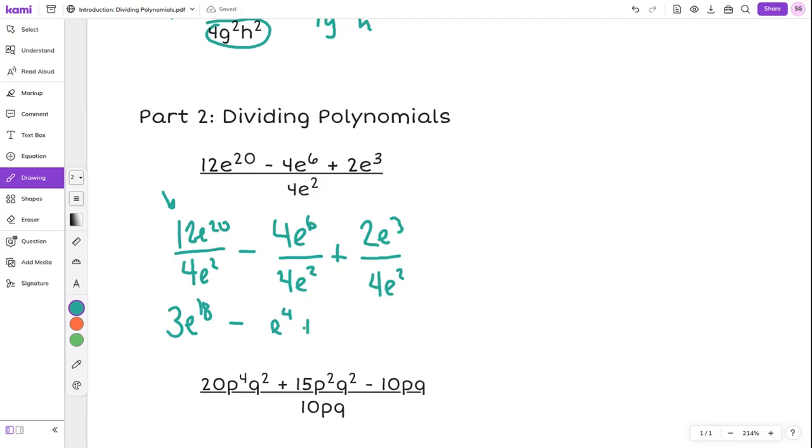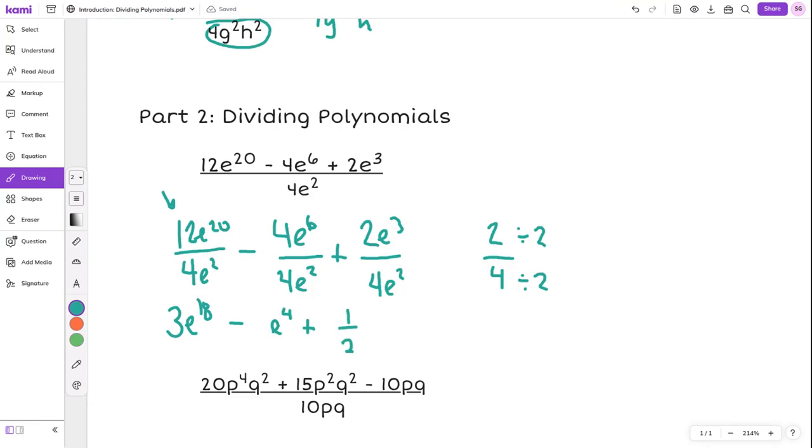And then for that last one, we have 2 divided by 4. Be really careful with 2 divided by 4. It's not 4 divided by 2. 4 divided by 2 is 2. But 2 divided by 4, that's going to be a fraction. I do want to simplify. I can divide both numbers by 2. And that's going to give me my answer of 1/2.